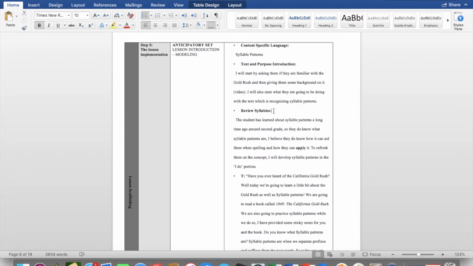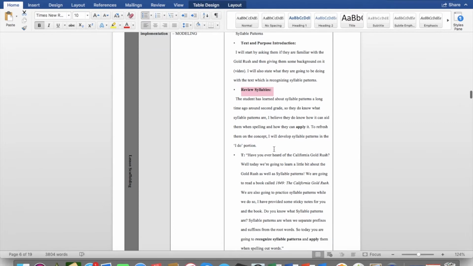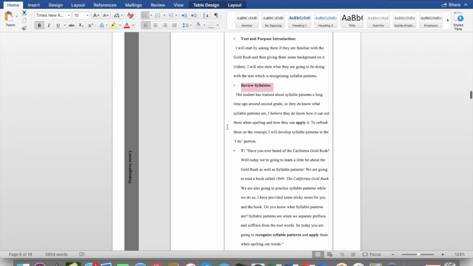Then we review syllables. The student has learned about syllable patterns a long time ago, around second grade, so they do know what syllable patterns are. I believe they do know how it can aid them when spelling and how they can apply it. To refresh them on the concept, I will develop syllable patterns in the I do portion. So this is where you review syllables, just so that the student is aware of what they are doing.